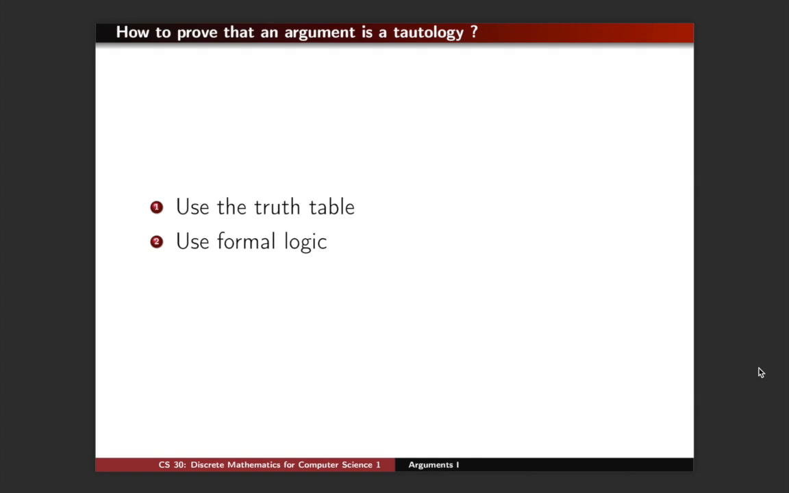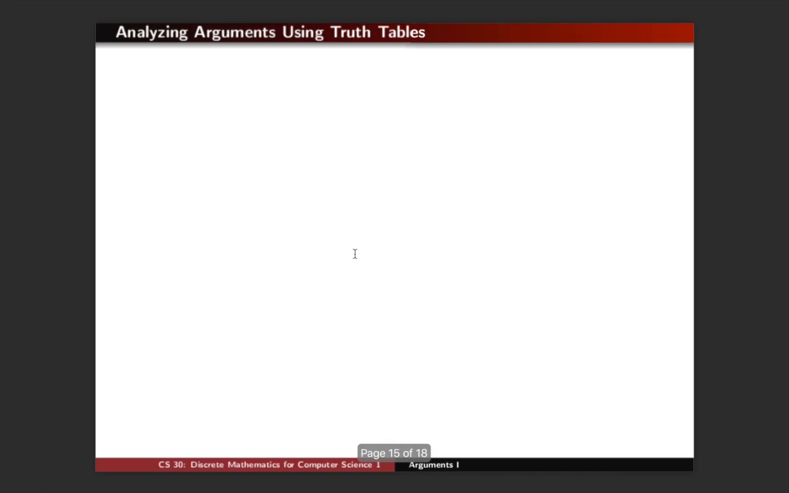How do we prove that an argument is a tautology? As given here, there are two ways: use the truth table or use formal logic. Let us explore the first option, analyzing arguments using truth tables.